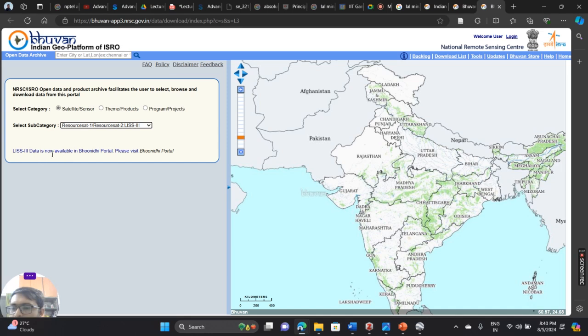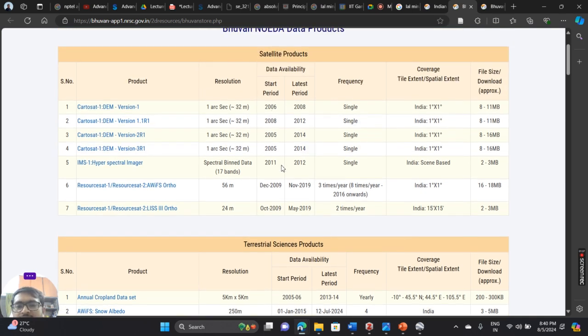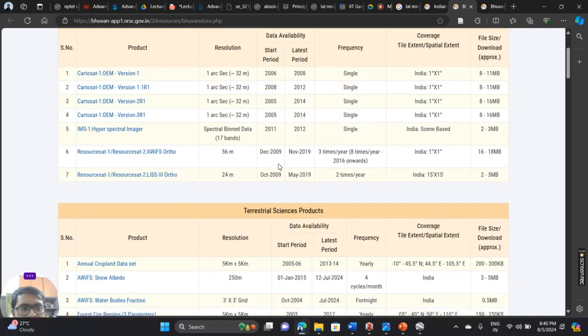Satellite data is not available in this portal. They have shifted to the Bhuvan portal. So if you want to download satellite data, you can download it from this particular portal. So this is the satellite products which are available from the Indian satellites.